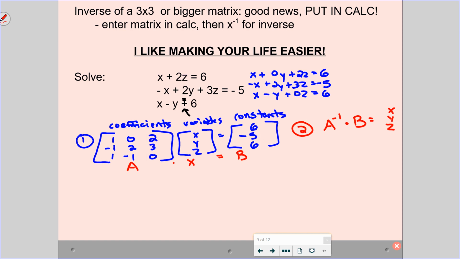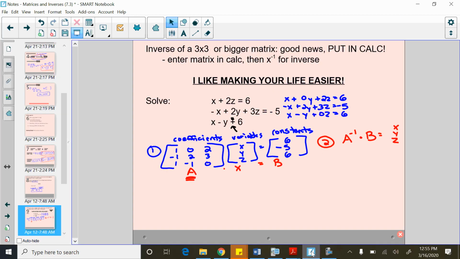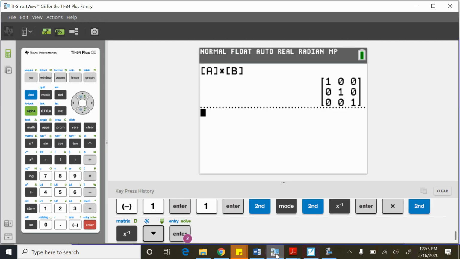So the first thing that we need to do is to find the inverse of this 3 by 3, or to find the inverse of our A. The good news is, don't do it by hand. Your calculator will give you that option. So now let's look at our calculator and let's actually put this matrix in.